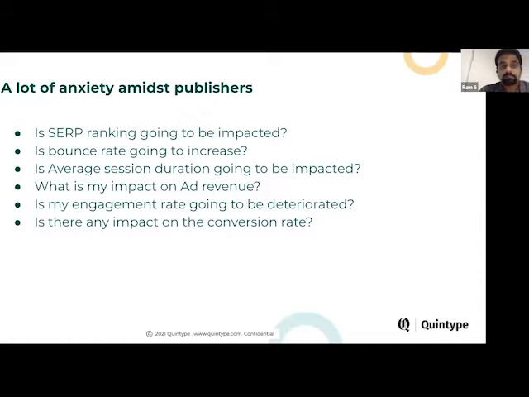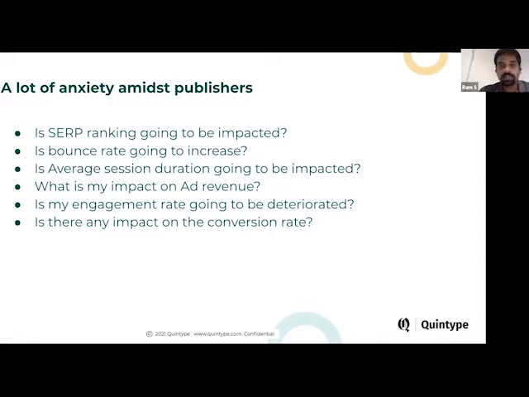A common list could be: is my SERP ranking going to be impacted after every search algorithm update? Is my bounce rate going to increase or decrease? I'm sure a lot of digital heads and the SEO team monitor the traffic day in, day out and see these parameters every day. It's common that till today the bounce rate is in control, and tomorrow morning, suddenly after some viral event, the bounce rate is going to increase.